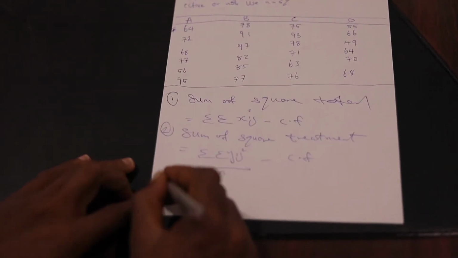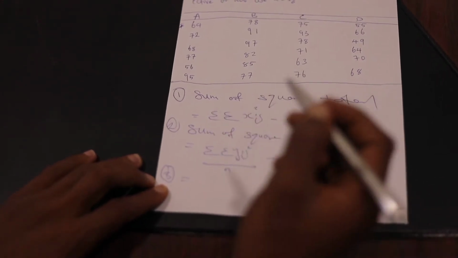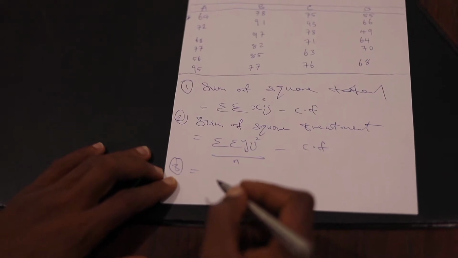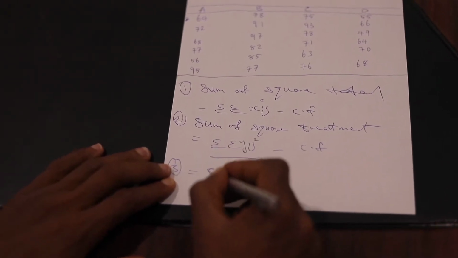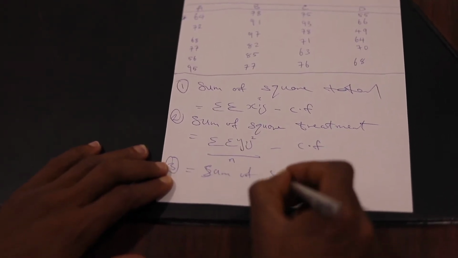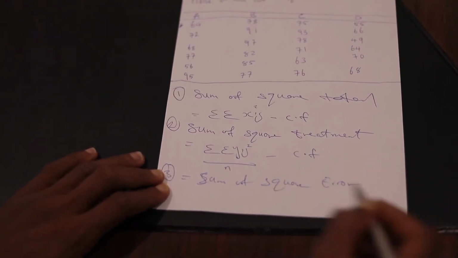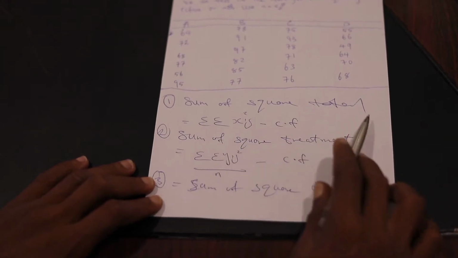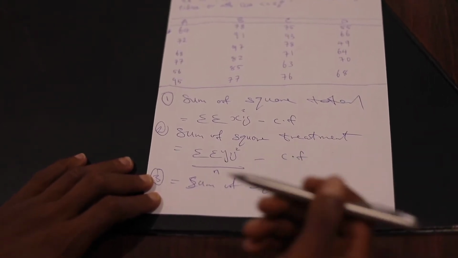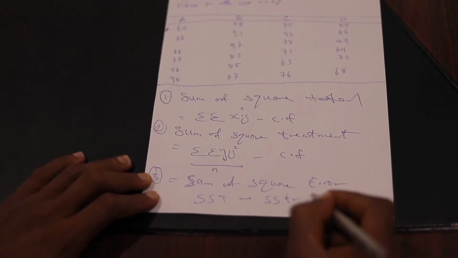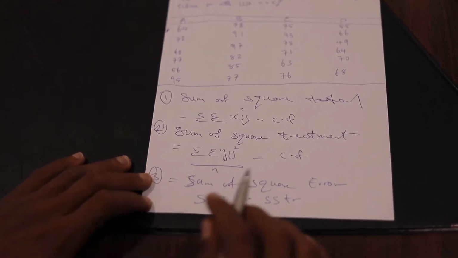The third part of the variance, number 3, is the sum of squares error, which is the sum of squares total minus the sum of squares treatment. That's for number 3.